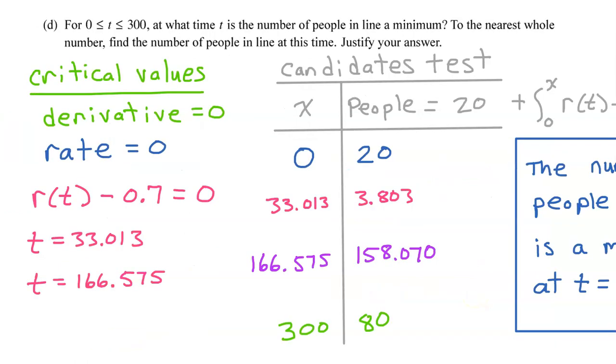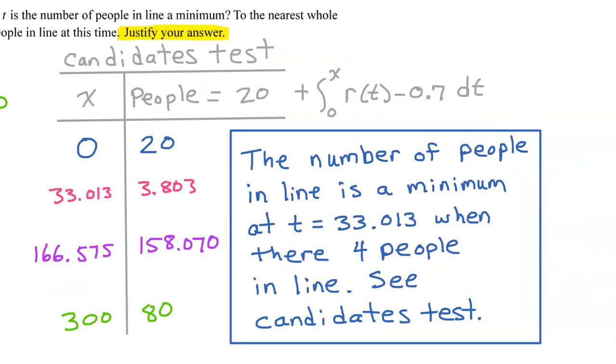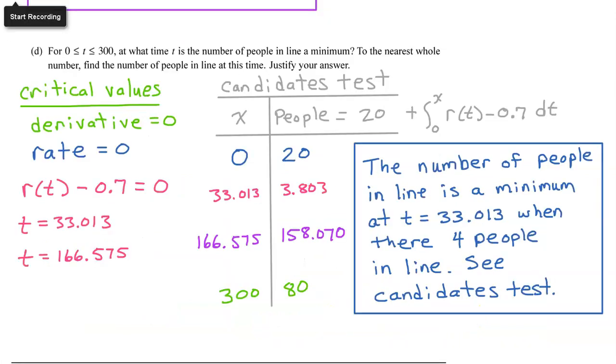In addition to finding the time when the number of people in line is a minimum, to the nearest whole number, we need to find the number of people in line at this time. They also want me to justify my answer. So the number of people in line is a minimum at t equals 33.013 when there are 4 people in line. See Candidates Test. And that is the end of this problem.